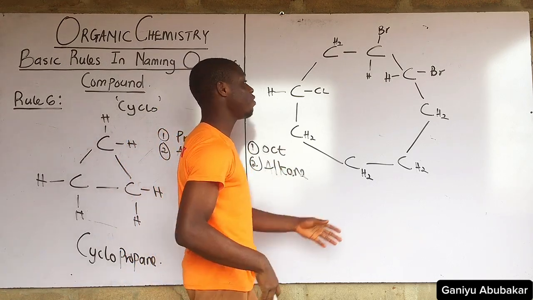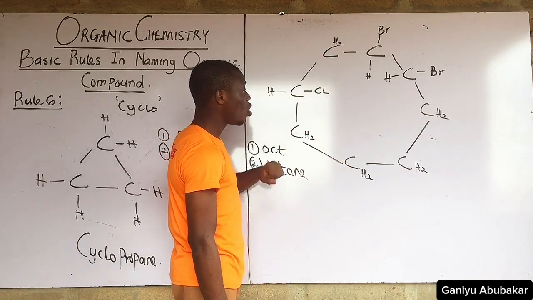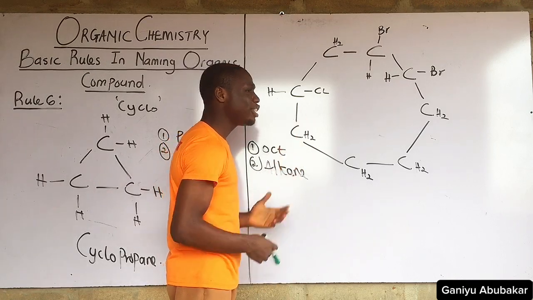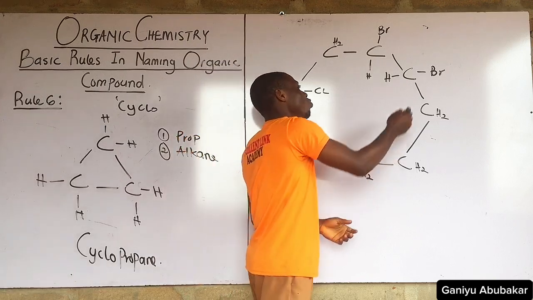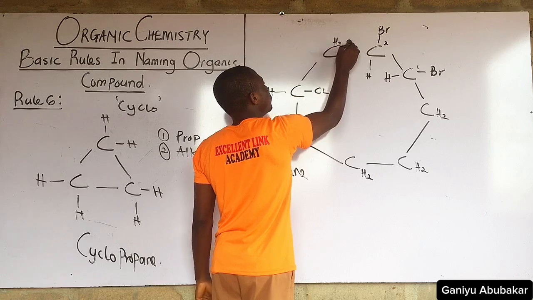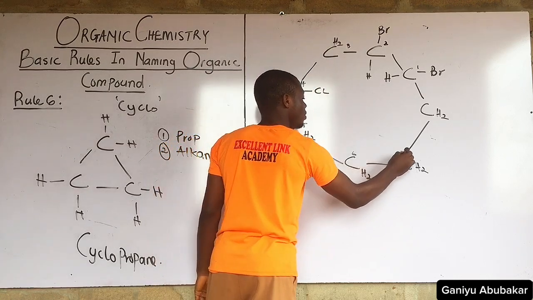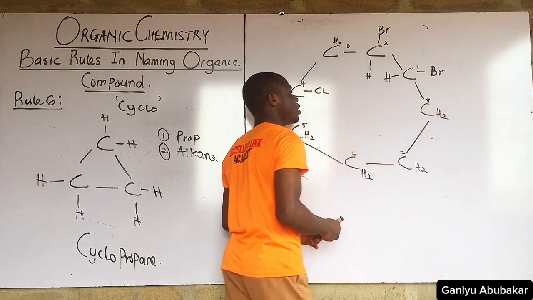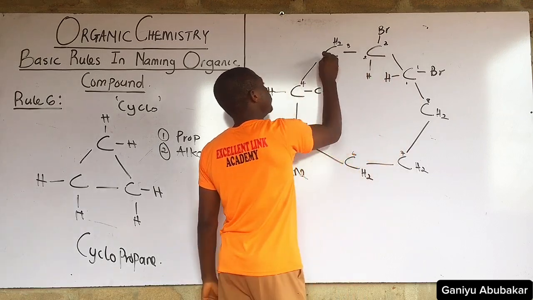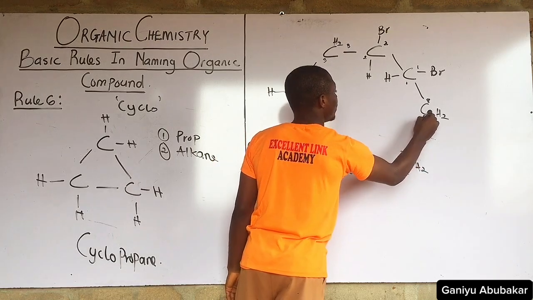Why am I doing numbering here? Because I have substituents, bromine and chlorine. So the idea is that I'll make sure I do my numbering such that I will have the lowest possible numbers for bromine. So let's start with bromine. Let's start with upper numbering: 1, 2, 3, 4, 5, 6, 7, 8. This is my upper numbering here. Lower numbering, this is 1, 2, 3, 4, 5, 6, 7, 8.